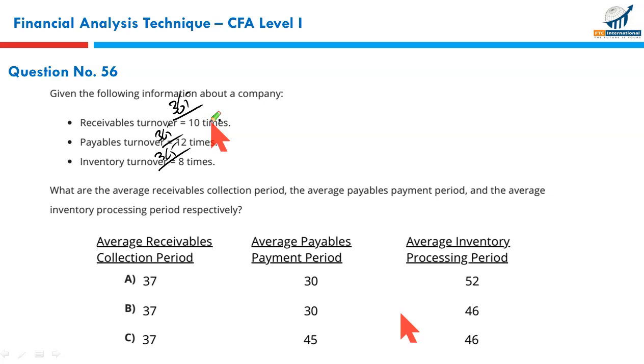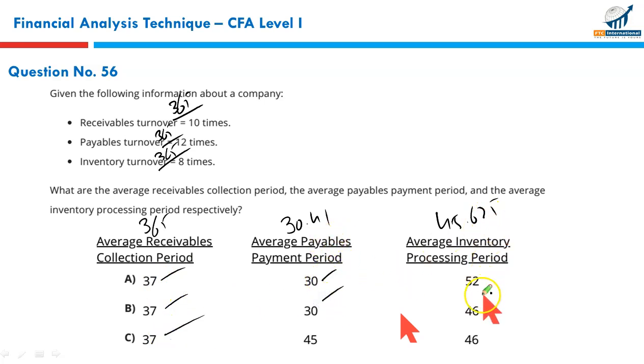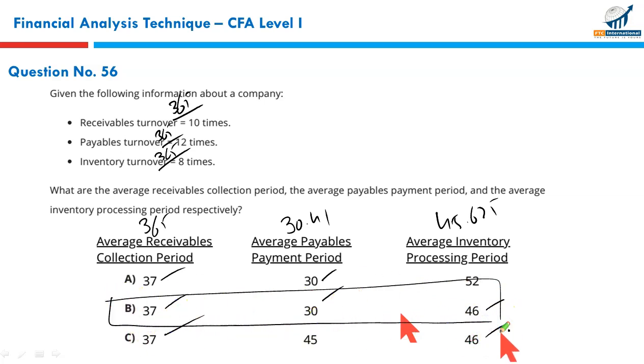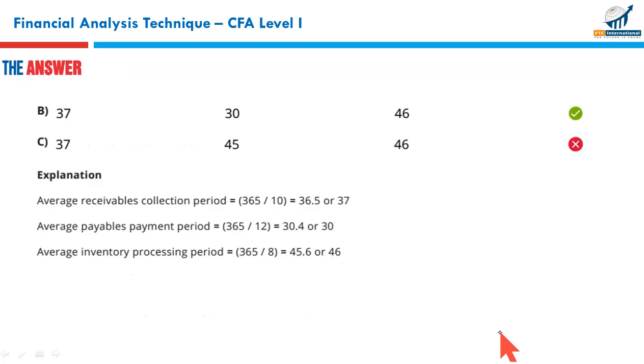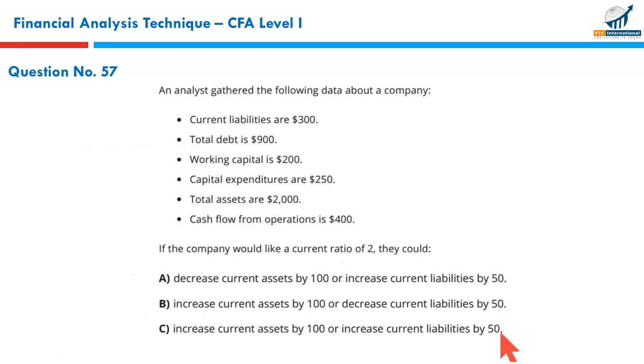So 365 by 10, that is 36.5. 365 upon 12, 30.41. And lastly, 365 upon 8, that is 45.625. So all these are 37, all these are 30, and out of these only one is 46. It means this is the combination of all correct results. So that makes B your correct option. And B it is. Next.